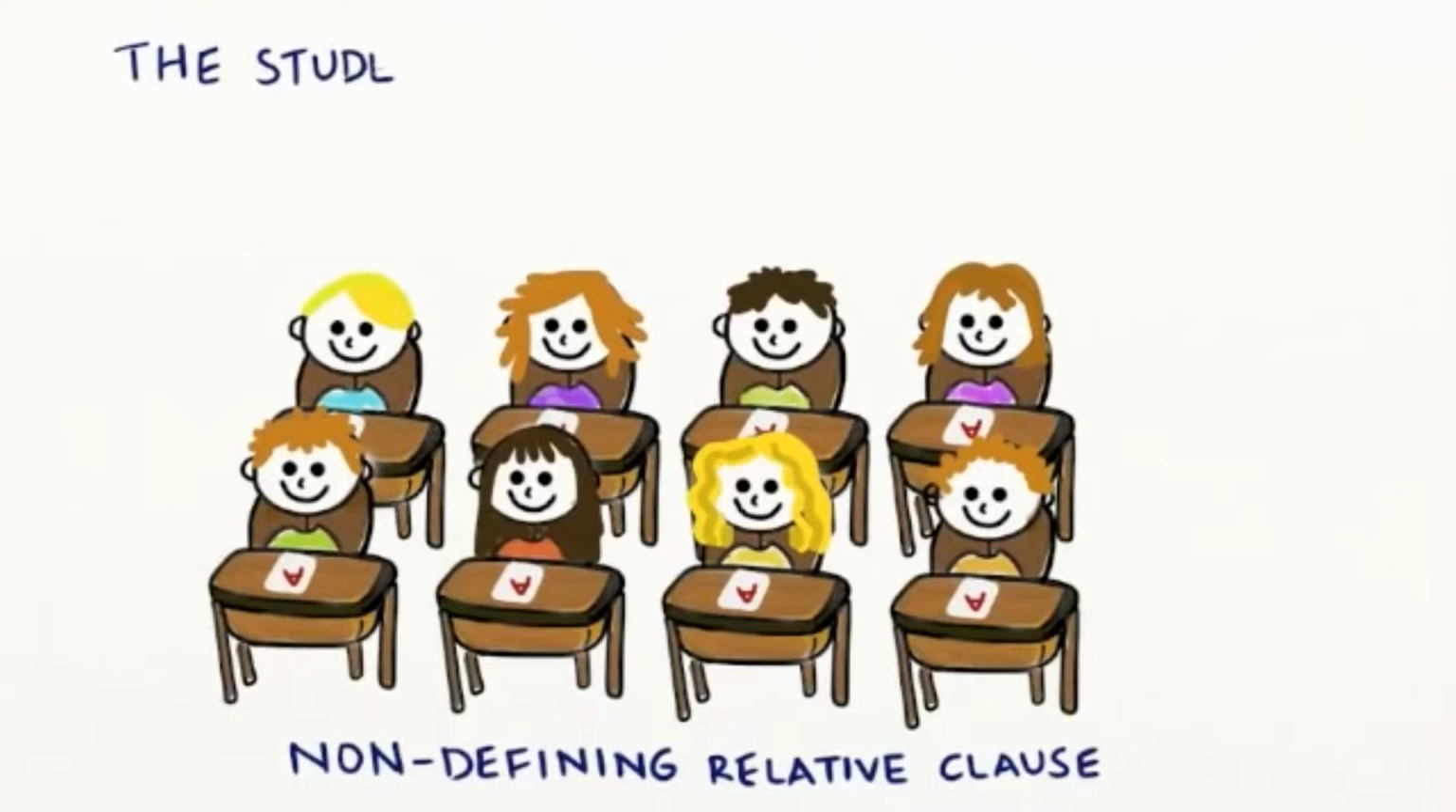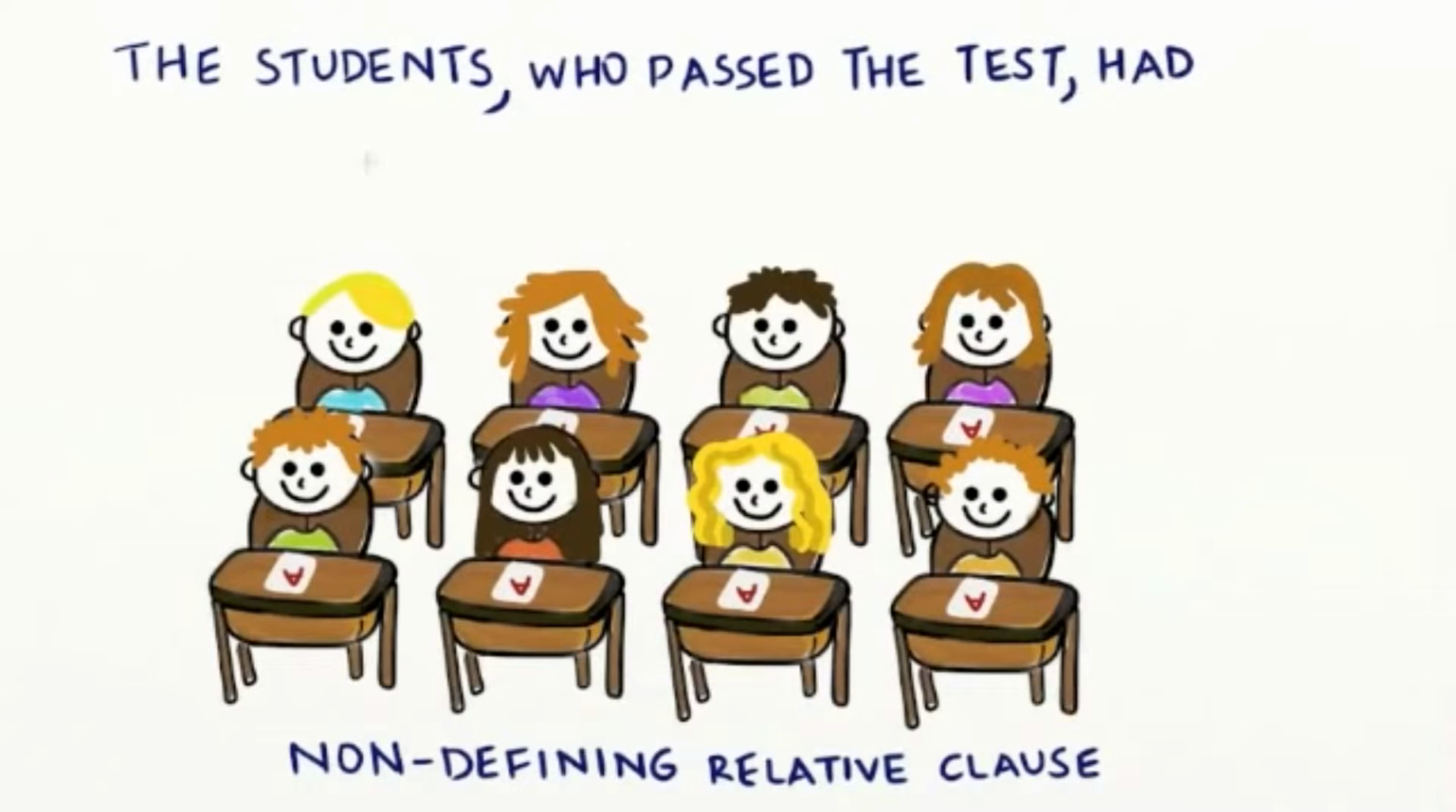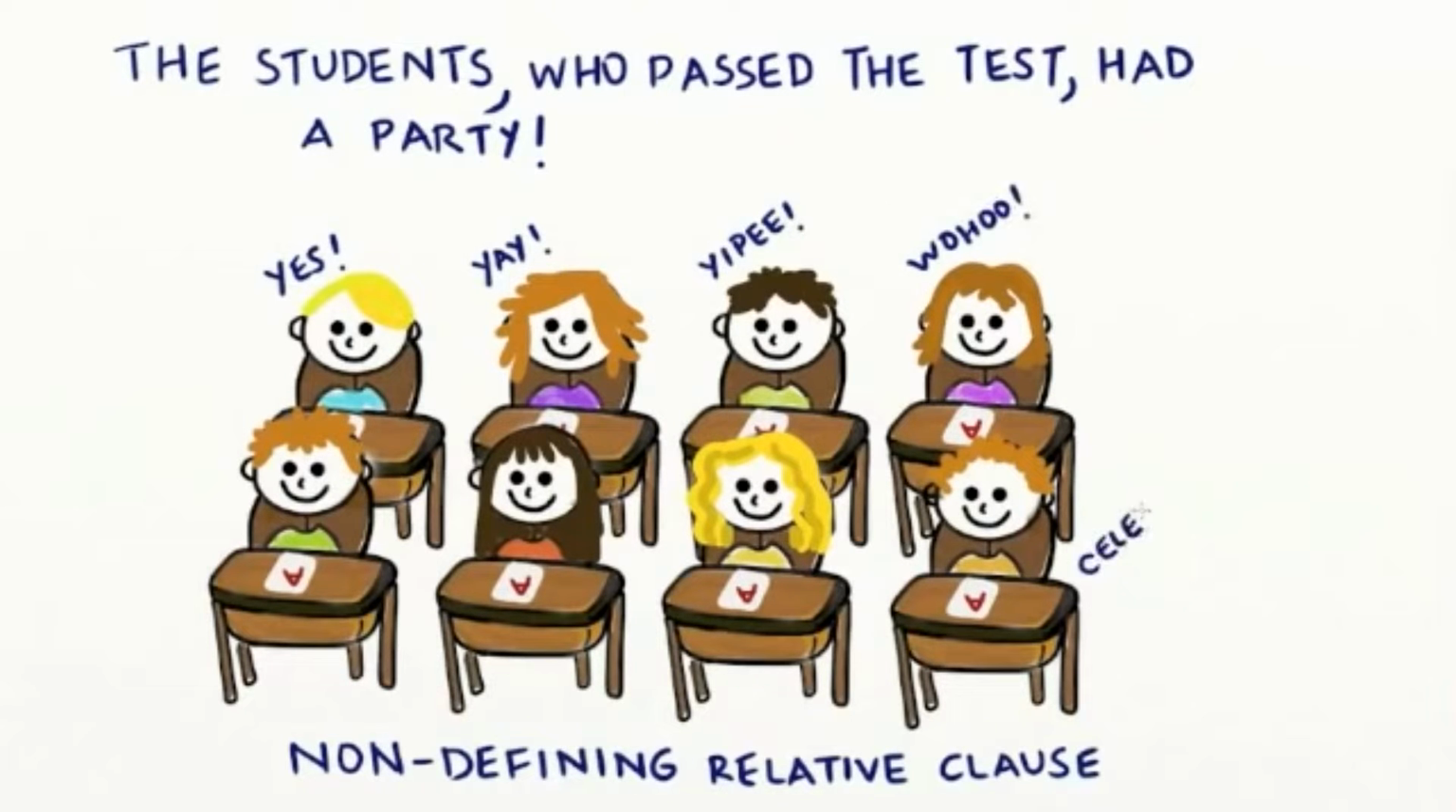Here's another example of a non-defining relative clause. The students, who passed the test, had a party. In this situation, this means that every student in the class passed the test, and every student in the class will be having a party.